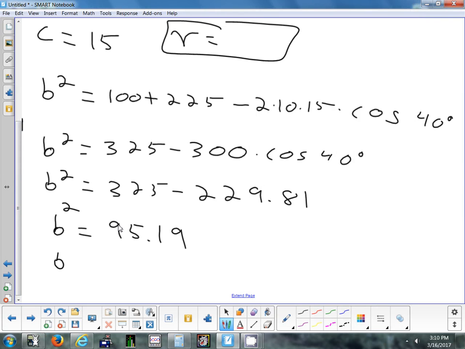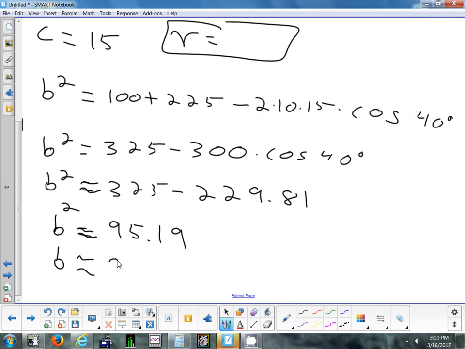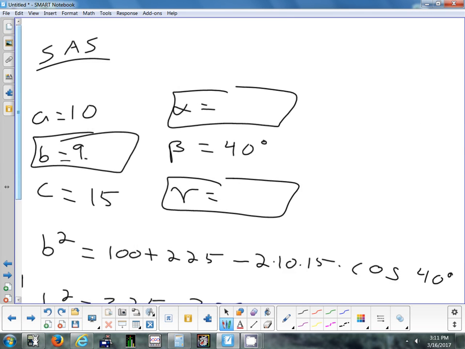And my last step, you find the square root. Yep, take the square root. Again, this is all approximate, but that's okay. So 9.76. Okay, so the only time you have to take the square root is when you're solving for a side, which obviously never happens in side, side, side, because you're given all the sides. So B is 9.76.